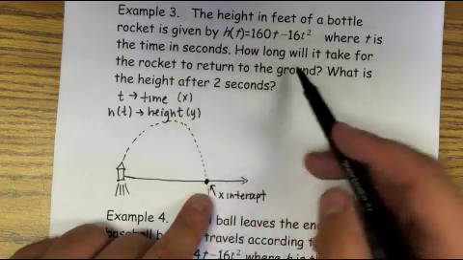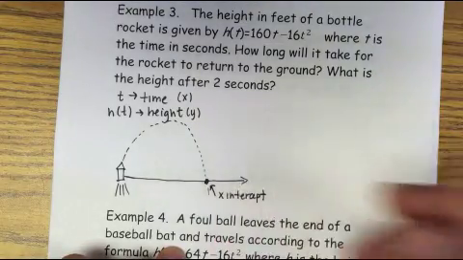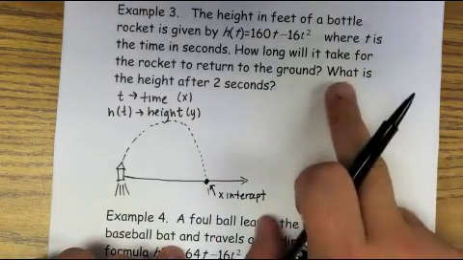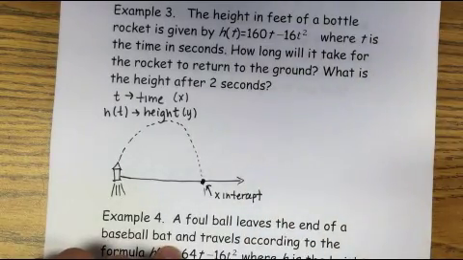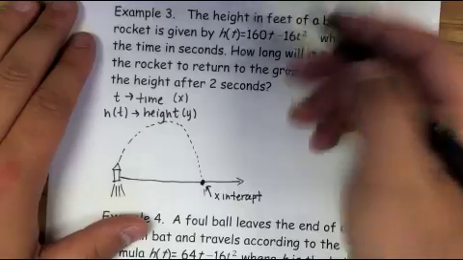How long will it take for the rocket to return to the ground? So it goes up. When it hits the ground right here, that's the point I'm looking for. And then we want to know, what is the height after 2 seconds? And that question is actually a lot easier. That's really easy to answer. Okay, so let's start our quadratic formula here.